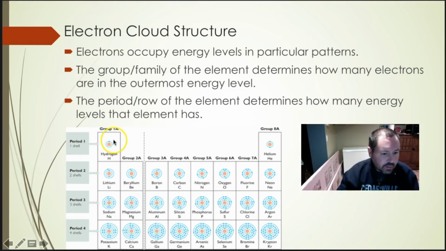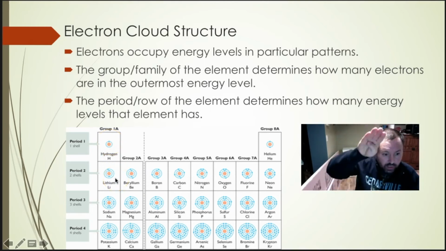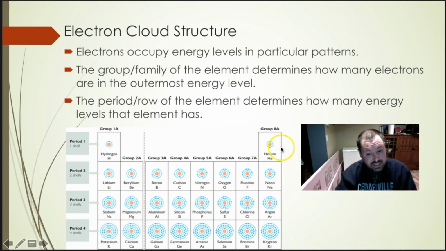Take a look at family number 1. 1 valence electron, 1 outer electron. What about lithium? 1 outer electron. What about sodium? 1 outer electron. What about potassium? 1 outer electron. Let's go all the way over here. This is technically group 18, but since we removed the transition elements, we can call it group 8. But this is 2, that's the exception. But neon, 8 outer electrons. Argon, 8 outer electrons. Krypton, 8 outer electrons.